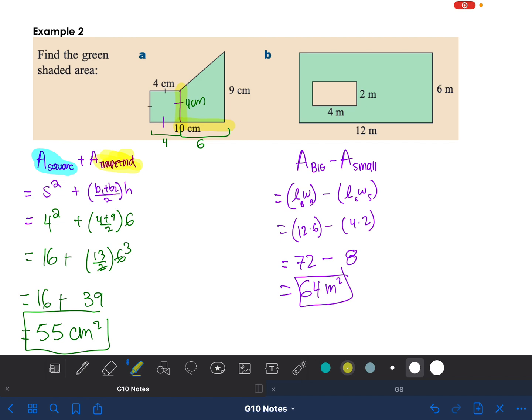So again, they might add different shapes to it, or they might take a shape out of your bigger shape. So for B here, we have a bigger rectangle, and then we subtract the small rectangle there, and then we get 64 meters squared.